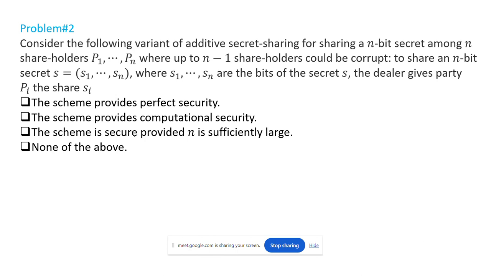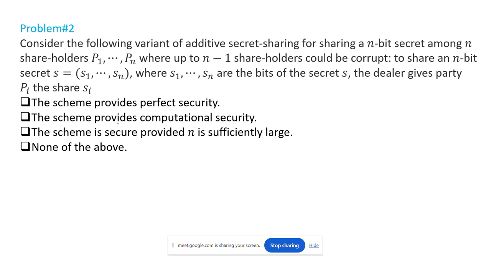Consider the following variant of additive secret sharing for sharing an n-bit secret among n shareholders p1 to pn, where up to n-1 shareholders could be corrupt. To share an n-bit secret S consisting of n bits, each bit is denoted S1 to Sn. So S1 to Sn are the bits of the secret S. Now the dealer gives party Pi the share Si.